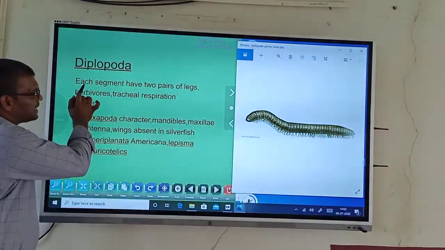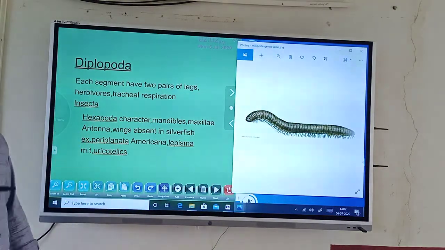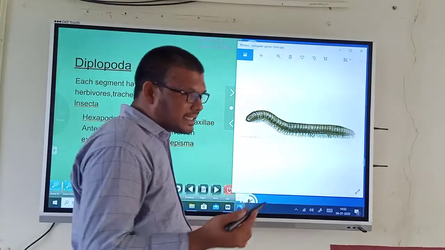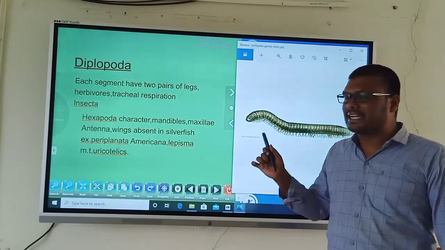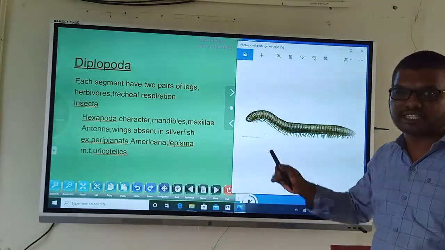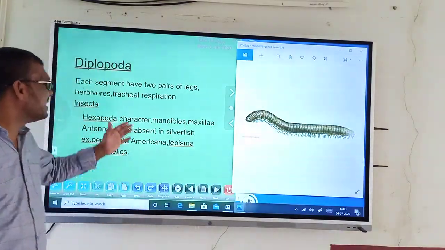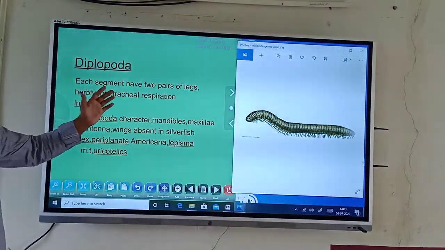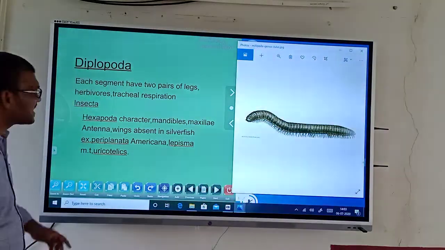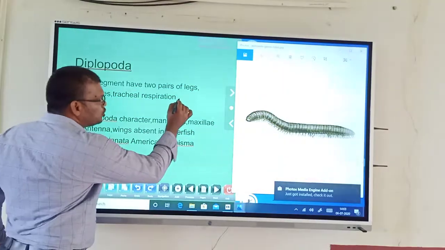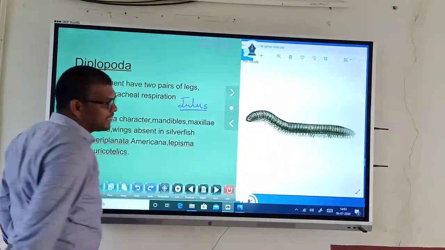And each segment has two pairs of legs, and it is herbivorous. It means they can eat plant juices, that is called herbivorous. If you observe the centipedes, they are carnivorous. That is the differentiation. Everything remaining is the same between the centipedes and the millipedes. The respiration is what type of respiration? Tracheal respiration, and they have mandibles and maxillae. The best example for the Diplopoda is Julus. This is called Julus.